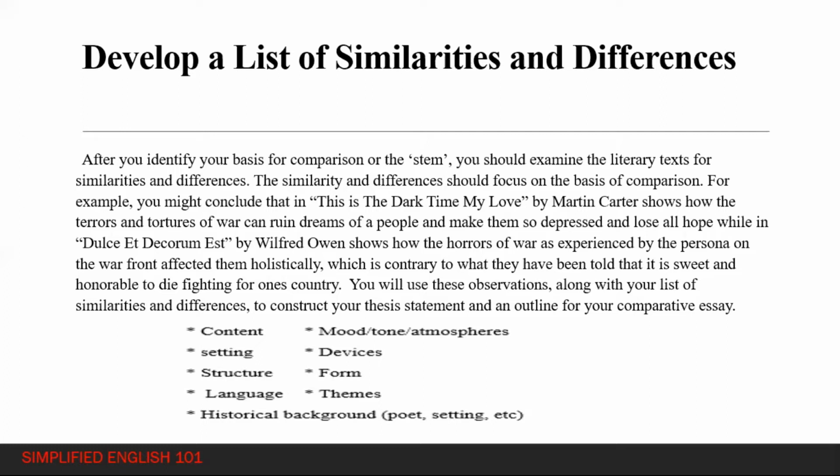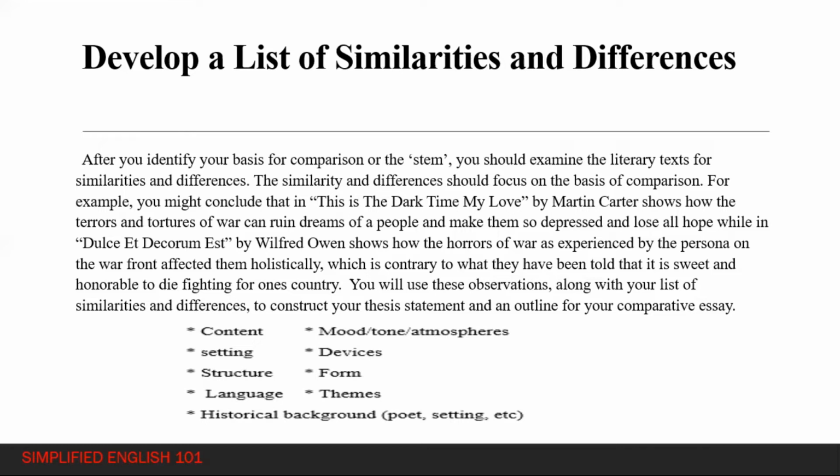For example, you might conclude that the poem This is a Dark Time I Love by Martin Carter shows how the terrors and the tortures of war can ruin the dreams of a people and make them so depressed and lose all hope. While Dulce et Decorum Est by Wilfred Owen shows how the horrors of war, as experienced by the persona on the war front, have affected them holistically, which, contrary to what they had been told, is sweet and honorable to die for one's country.